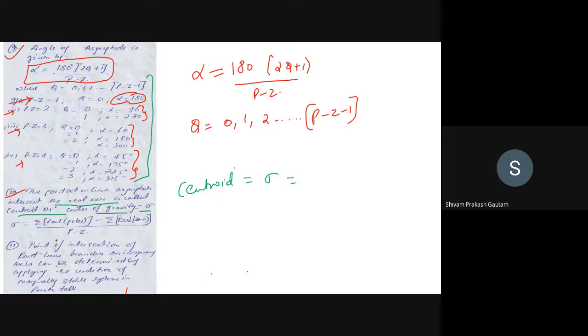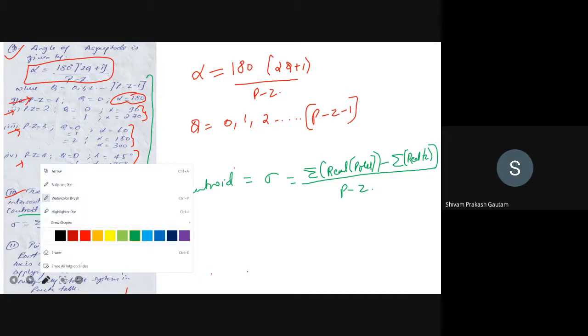How can you calculate the centroid? That is the summation of the real part of poles minus the summation of the real part of zeros, divided by p minus z, right? You can calculate poles and zeros from your open loop transfer function, and you have to calculate the real parts of poles minus real parts of zeros upon p minus z. From this you can calculate the centroid, and from that centroid you can draw the asymptotes, right? We will see this centroid when we solve some examples, so at that time it will be much clearer.